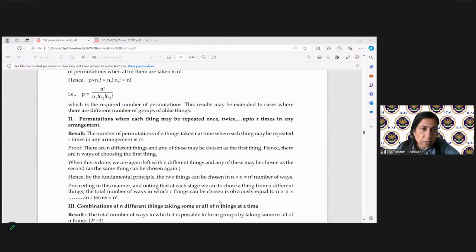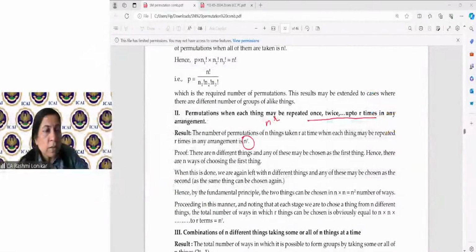Okay. Whoever asked me. See, permutation when each thing may be repeated once, twice, or up to r times in any arrangement is given by n raised to r. When anything is repeated any number of times, it is n raised to r. So there are n different things and any of these may be chosen as the first thing. Then there are n ways of choosing the first thing, है ना? मेरे पास 5 चीजें हैं, उसमें से मुझे एक लेना है, तो मेरे पास पूरे 5 अवेलेबल हैं. उसके बाद फिर वापस मेरे पास उतने ही हैं.